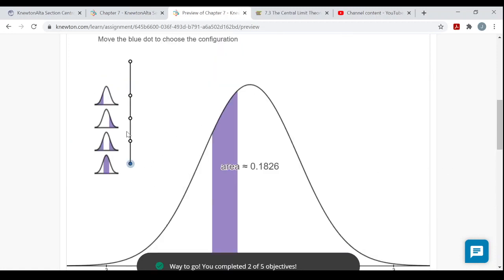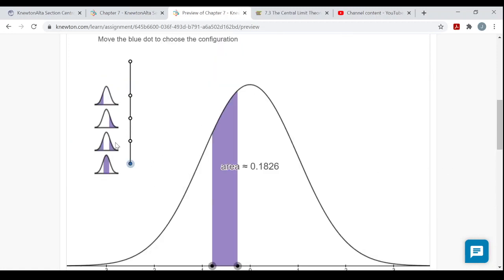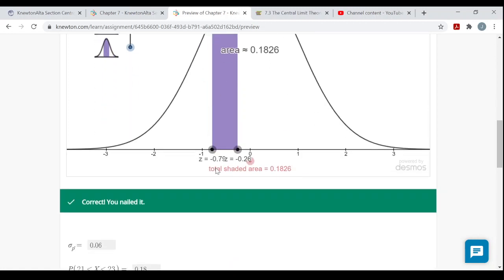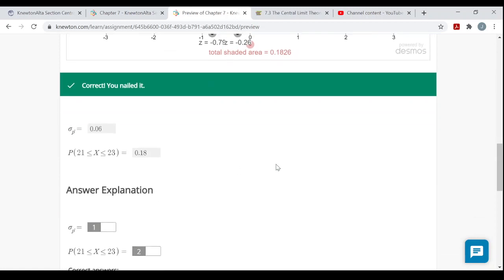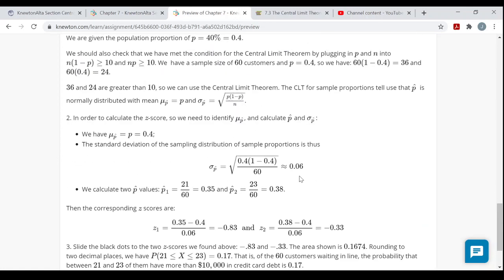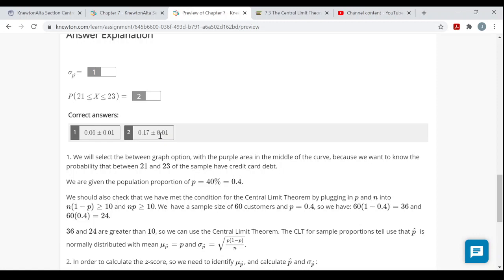First, you've got to say, well, what kind of area am I going to have? A left tail, a right tail, outside two values or between two values. And then you move the black dots here to the z-scores for those values. And then it gives you the area, and you round the area to whatever number of decimal places they ask you to round to.